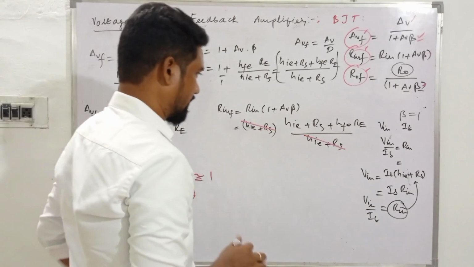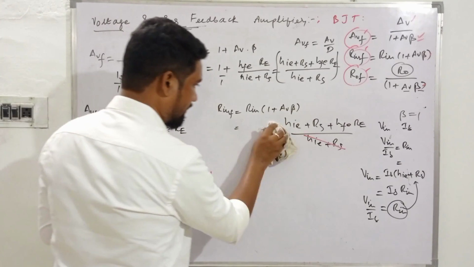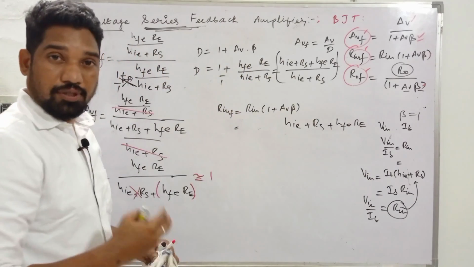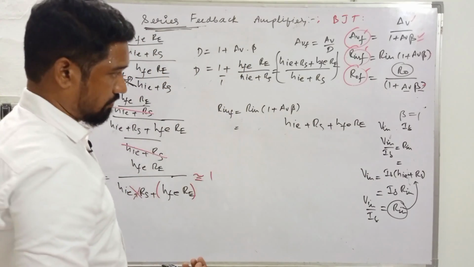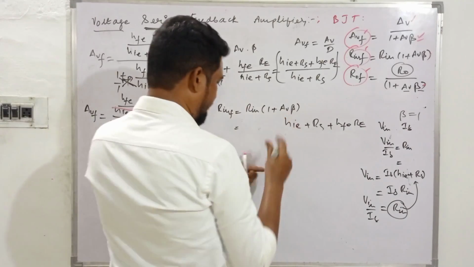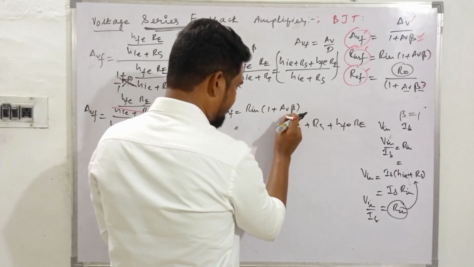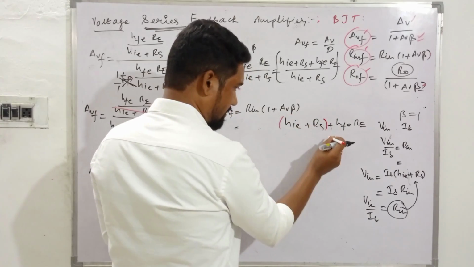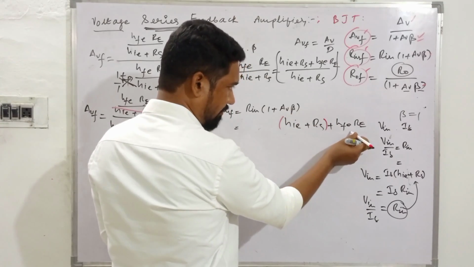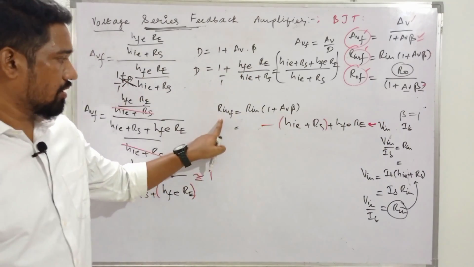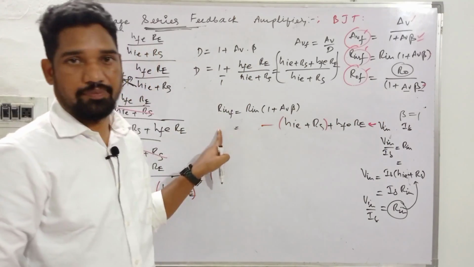This will be left over. What will be left over? This gets cancelled over here and over here. This is the expression for the input resistance with the feedback of this configuration. And usually, what practical usage says is, this combination HIE plus RS is very much less when compared to this one. You may leave it over here itself, saying that this is the expression for input resistance with the feedback.